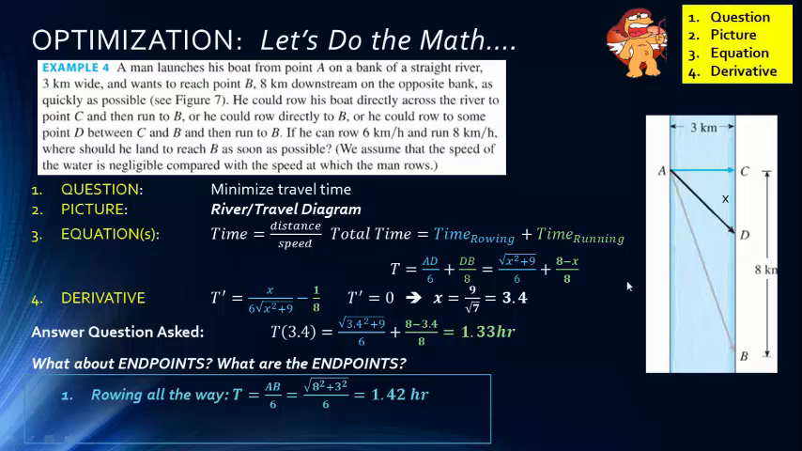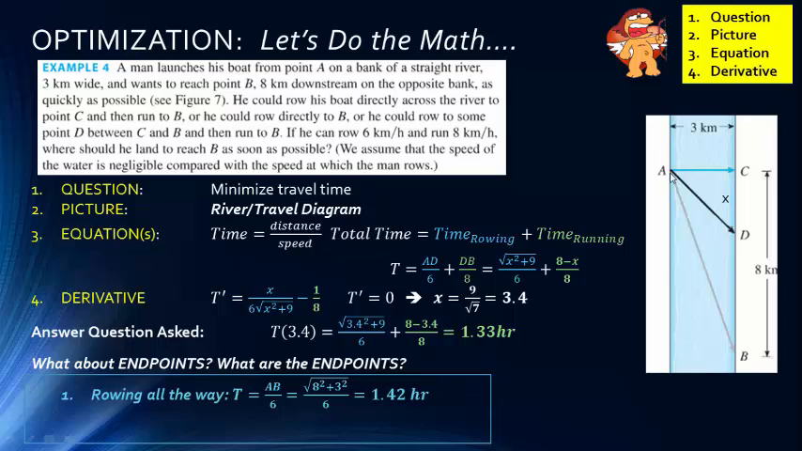Rowing, I'm sorry, we're going to do rowing all the way first. Rowing all the way is the distance AB. Again, notice what we have here is the Pythagorean theorem, 8 squared plus 3 squared equals this distance squared. So we take the square root. And that's all we need is this distance, right? Divided by his speed that he rows. So distance divided by speed, and we get 1.42 hours. So this is not our answer because we're trying to minimize the time.